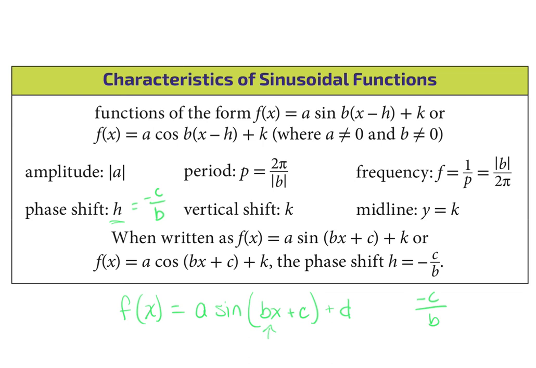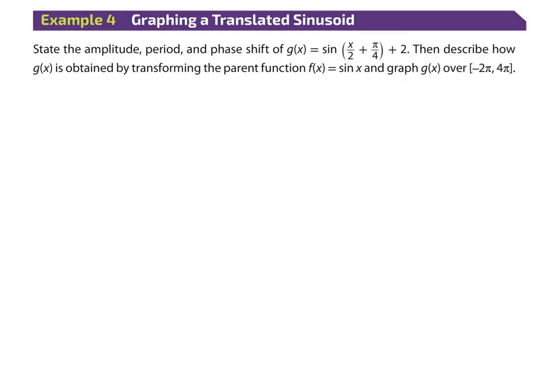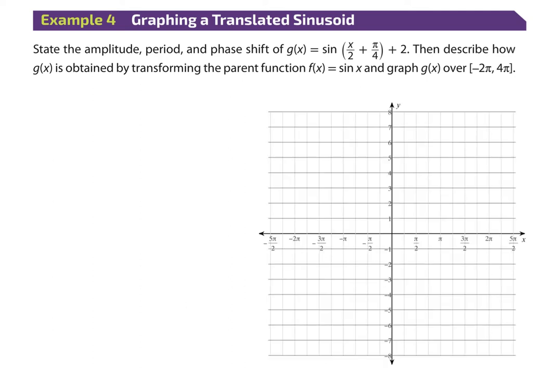Okay, so let's look at a couple of these examples. Amplitude, period, and phase shift of this little guy right here. He has all sorts of stuff going on, and we're going to graph it. They are graphing this from negative 2 pi to 4 pi, just because my period's going to be a little bit longer. As we go through this, we're going to do it one piece at a time. The amplitude is going to be the guy in front of sine. What's in front of sine if you don't see anything? It's just a 1.